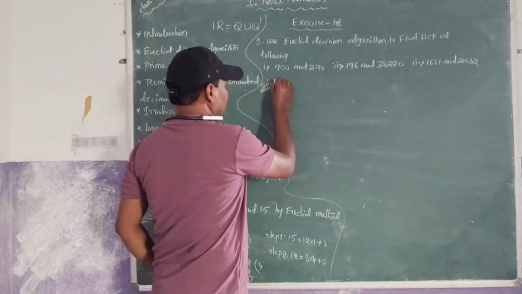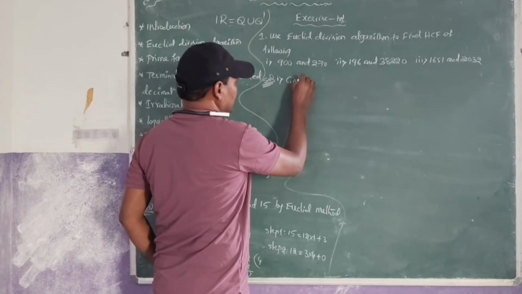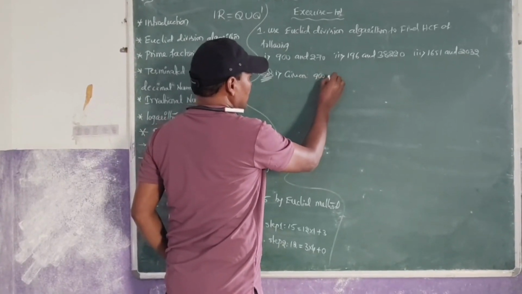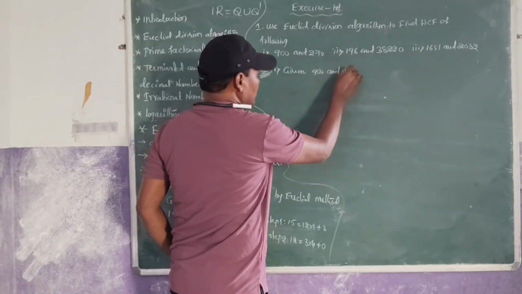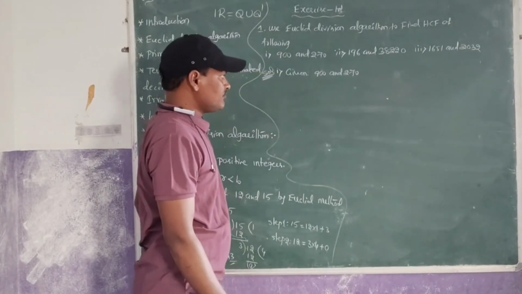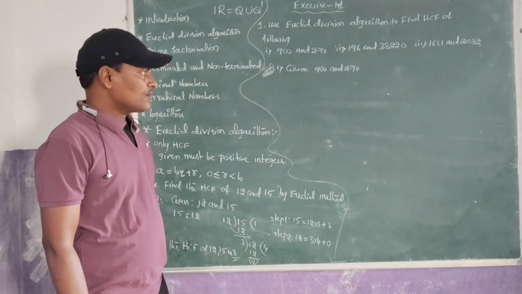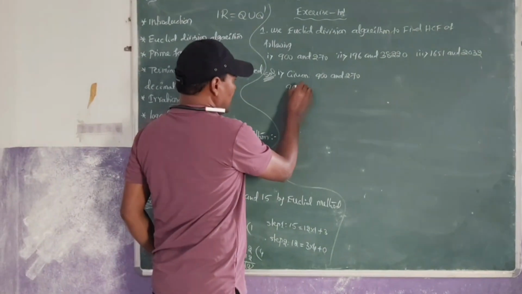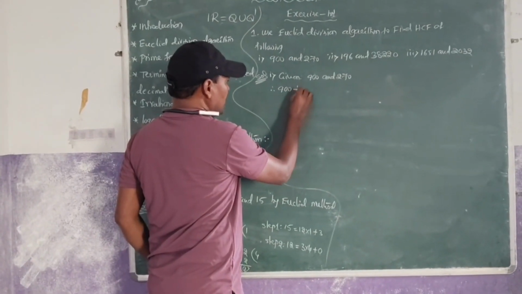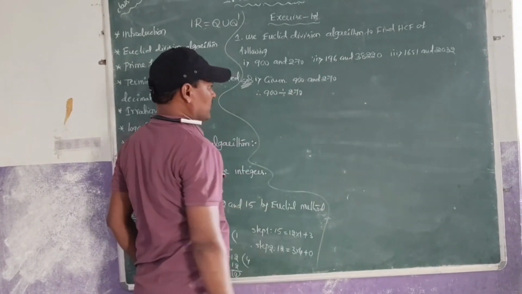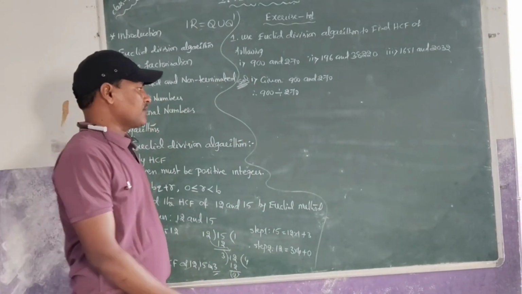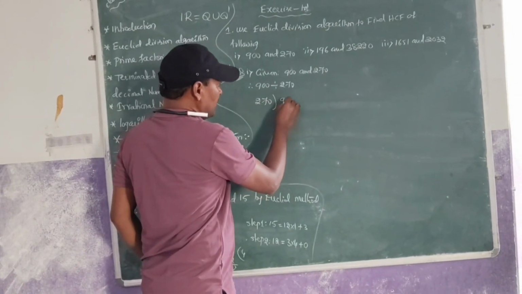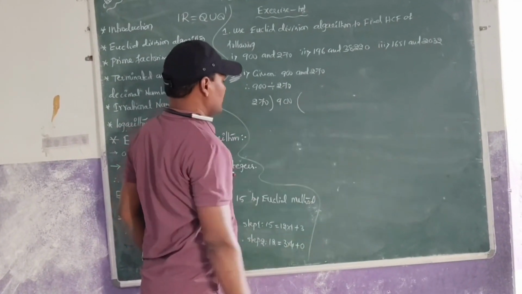Here in the first problem, the given numbers are 900 and 270. These are positive integers only. Which is the biggest number? 900 is the biggest number. 900 by 270. Right? Here 270, here 900.